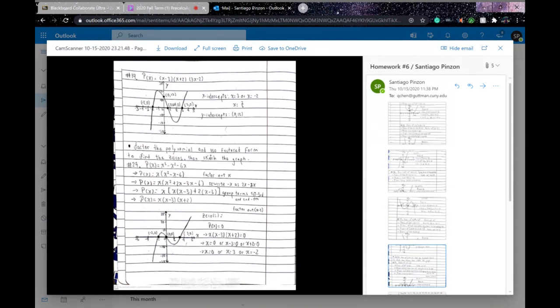A negative leading term is a left hand up, right hand down graph. If it's an even degree polynomial with a positive leading term, it's both hands up, with wiggles in the middle. An even degree polynomial with the leading term negative, both hands down, with wiggles in the middle. So that's the end behavior. Then in the middle, there's some wiggles in between those zeros.